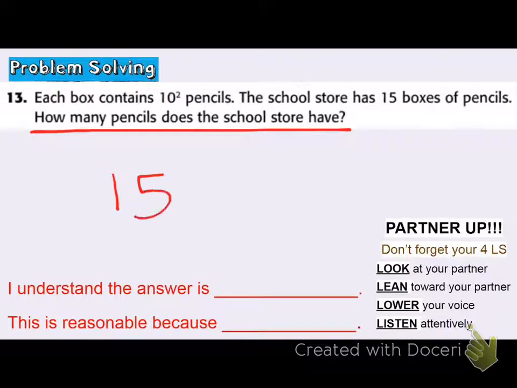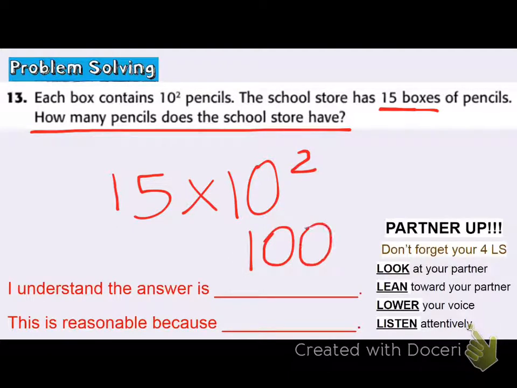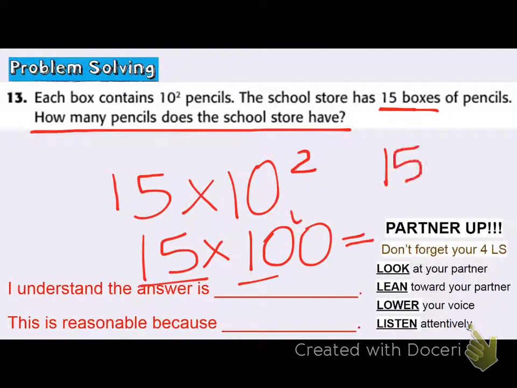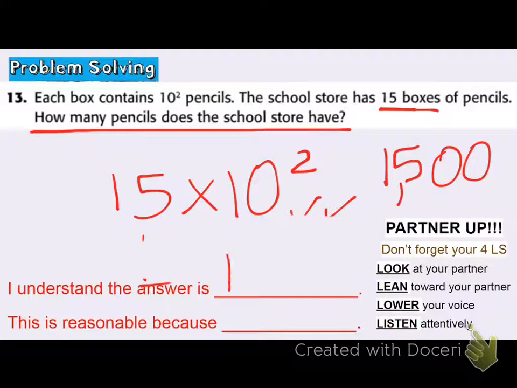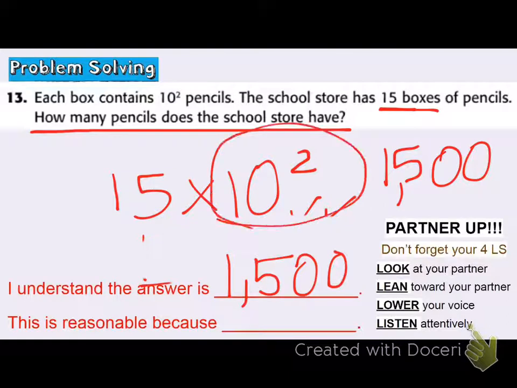Well, they ordered 15 boxes, and each box has 10 to the 2nd power, or 10 squared. Or, remember, 10 times 10 is 100. So can I solve 15 times 100? Absolutely. 15 times 1 is 15. And I count the zeros, 1,500. So I understand the answer to be the school has 1,500 pencils. It's reasonable because 10 to the 2nd power has 2 zeros, and 1,500 also has 2 zeros.